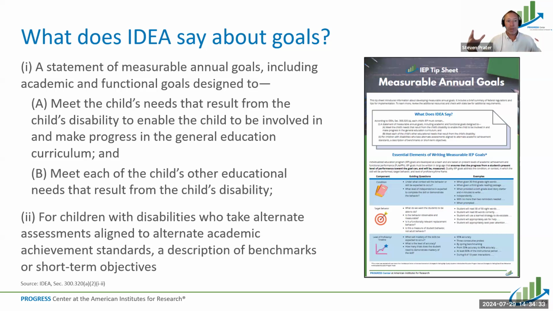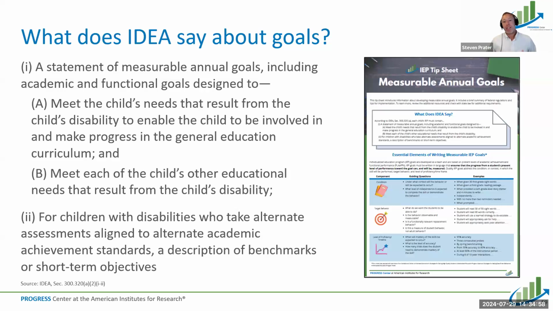So that's something we've mentioned several times there. Part B says to meet all the other child's educational needs that result from the child's disability. So look at that part 2 there. It's a little bit different, and this may be different based on what state you're in. But it says for children with disabilities who take an alternate assessment, you have to have alternate academic achievement standards with benchmarks or short-term objectives.